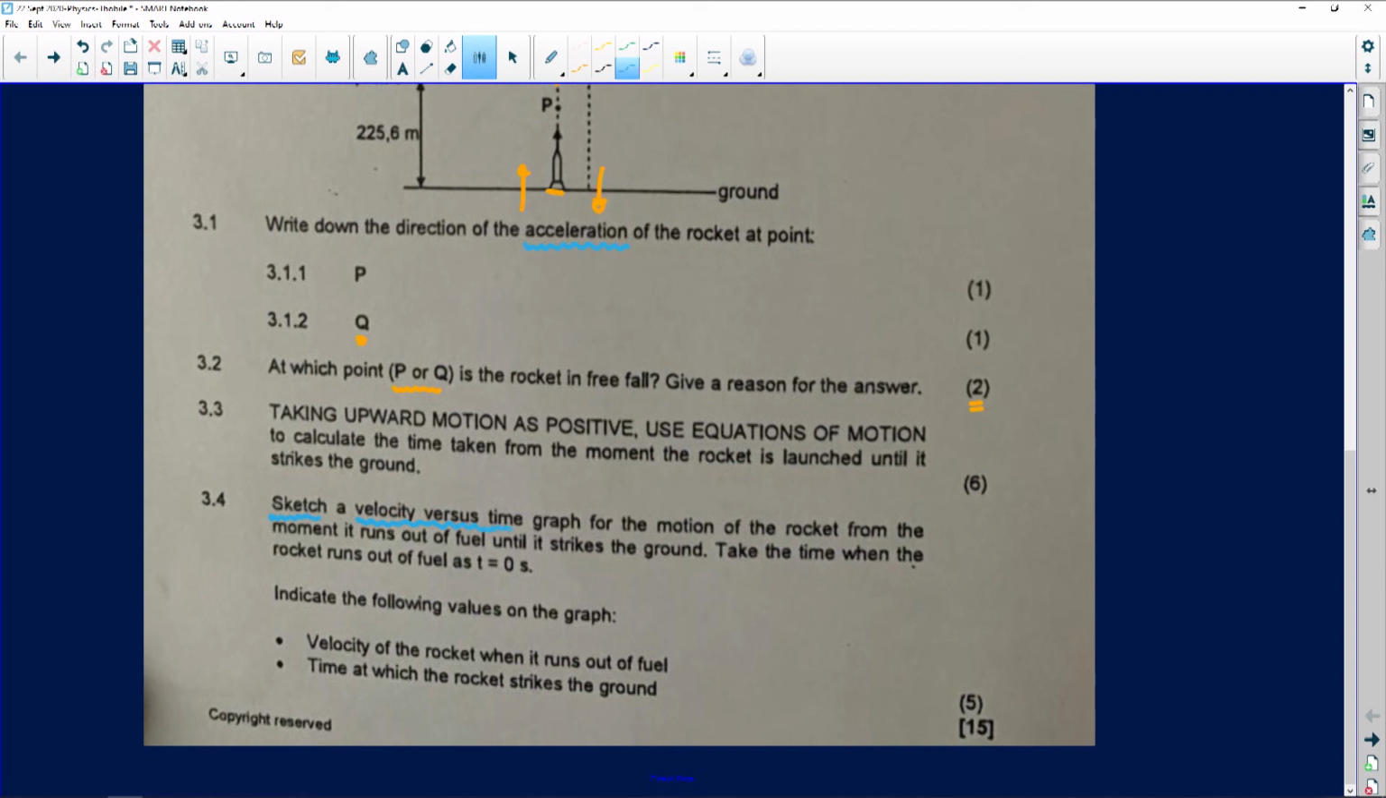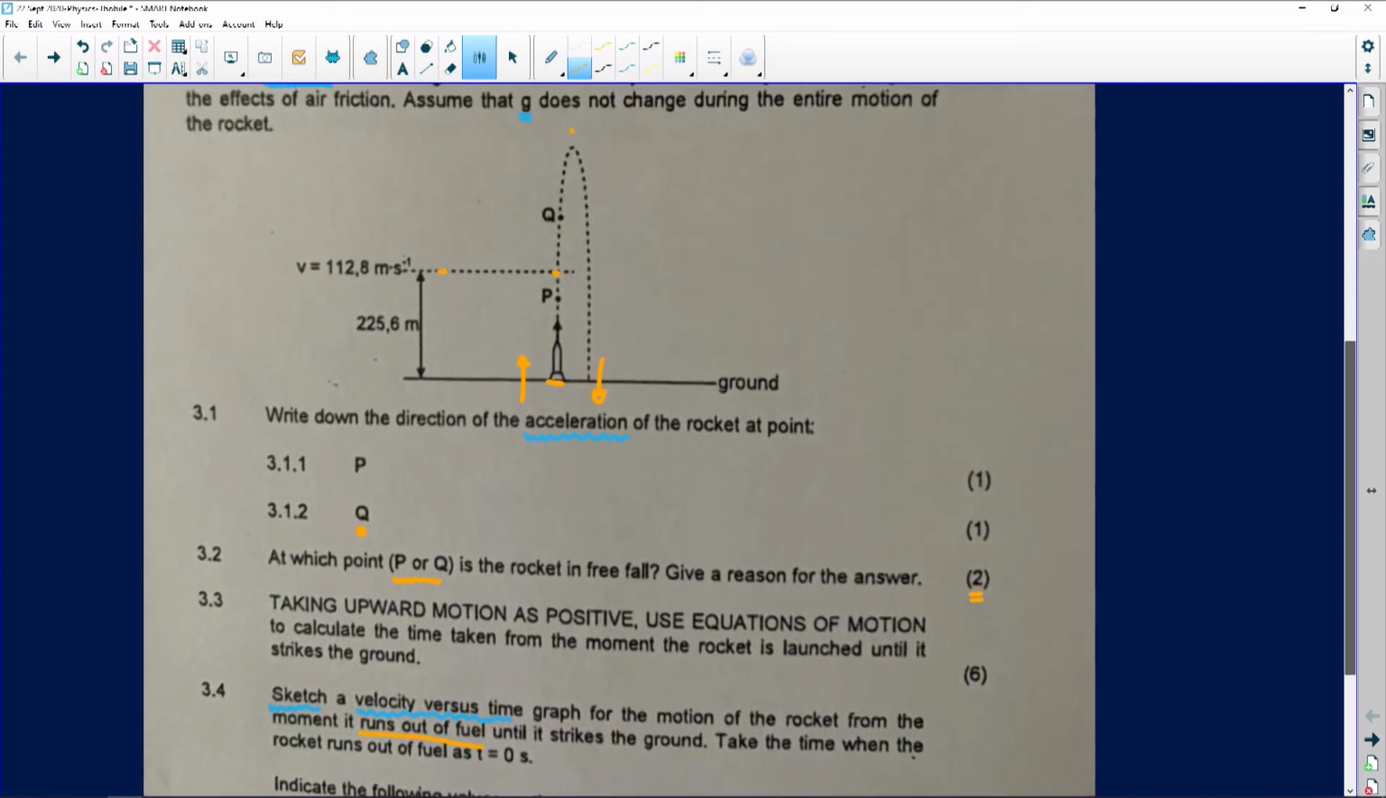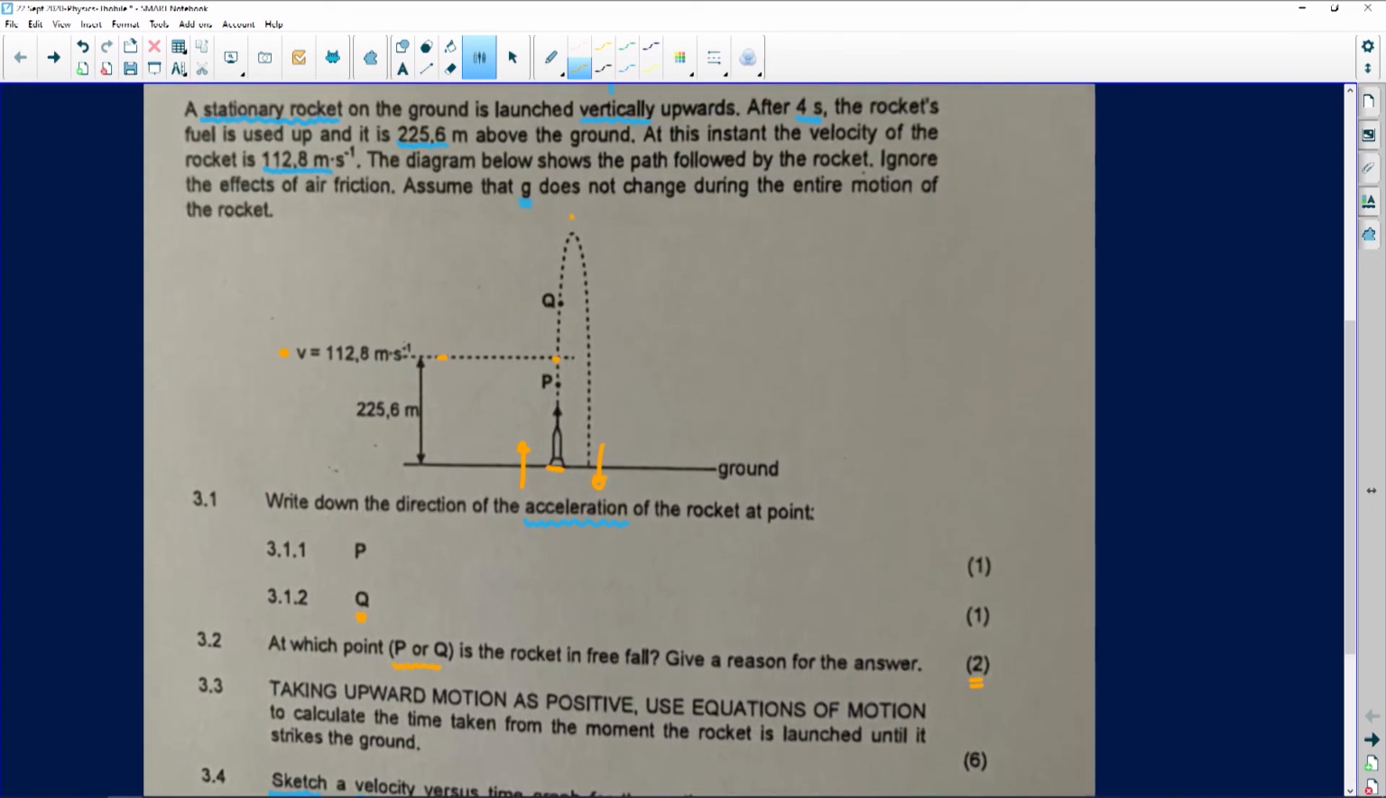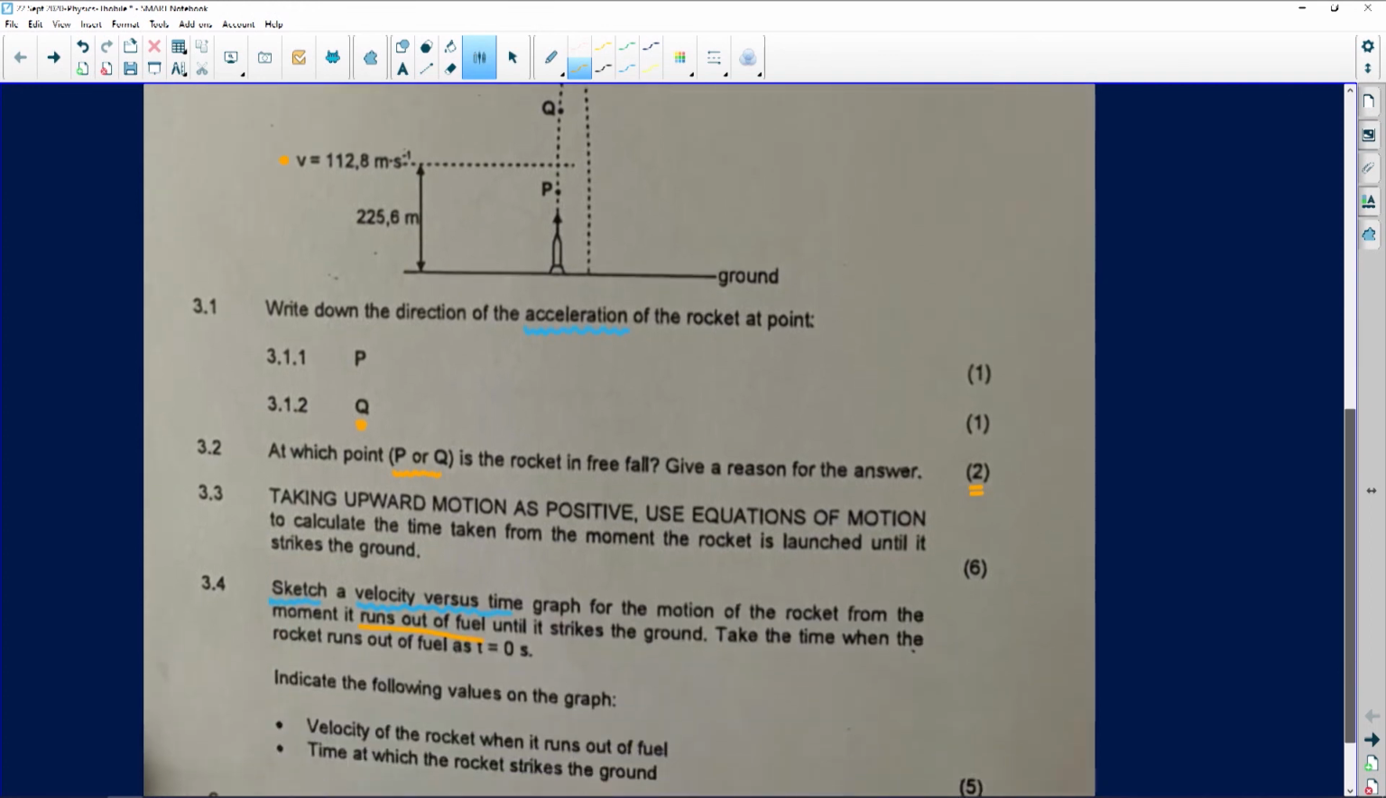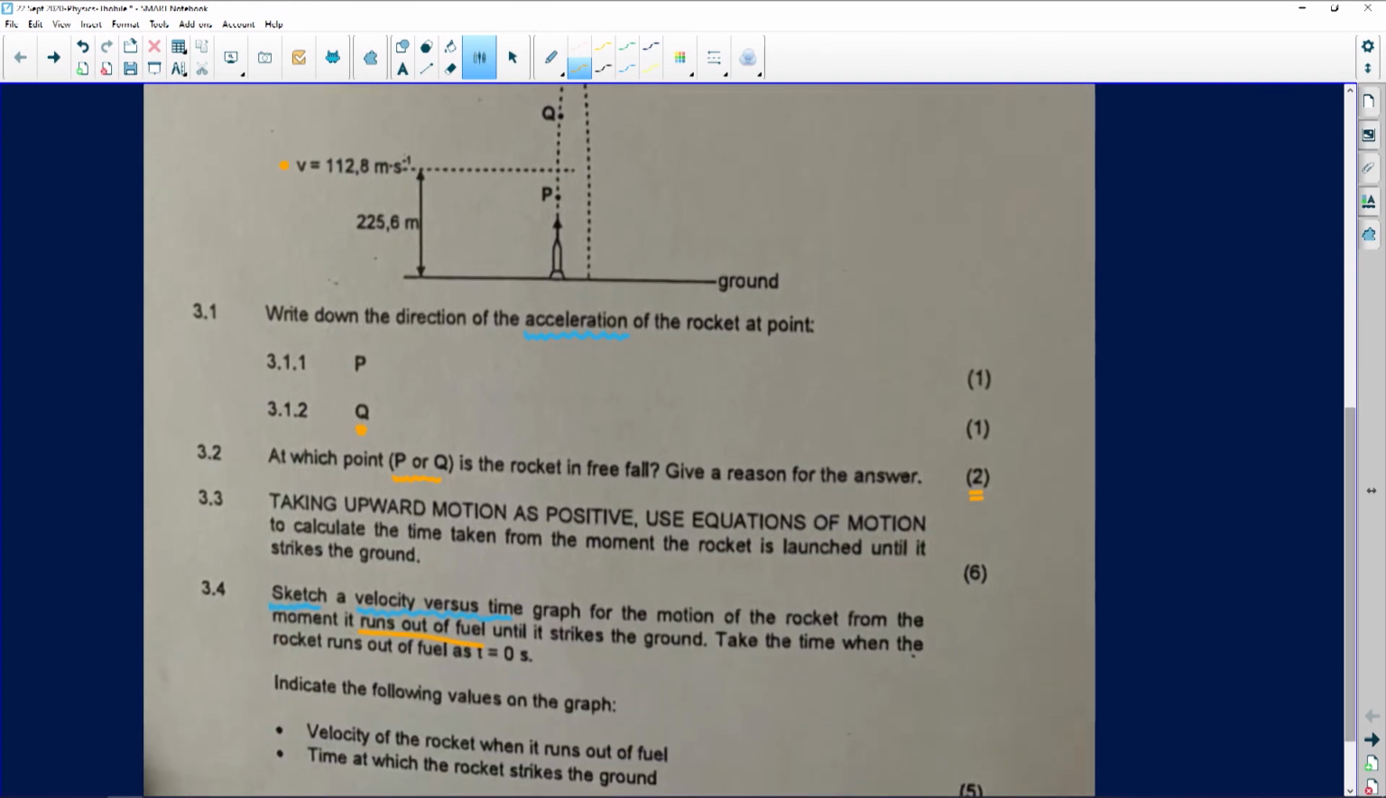For the motion of the rocket from the moment, now this is very crucial, from the moment it runs out of fuel. So what does this mean? If I'm looking at this diagram here, my graph should start there. It doesn't say anything about the initial velocity and so forth. Only when it starts there, when the rocket runs out of fuel, until it strikes the ground.